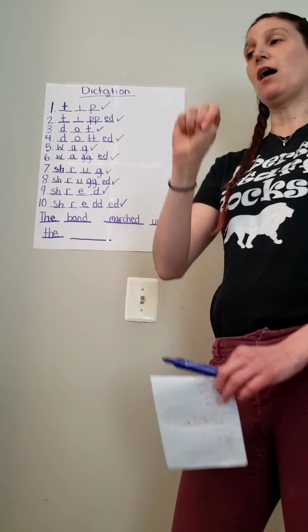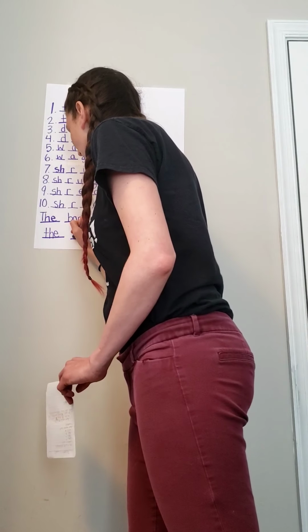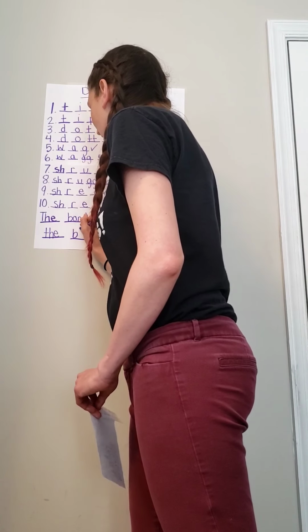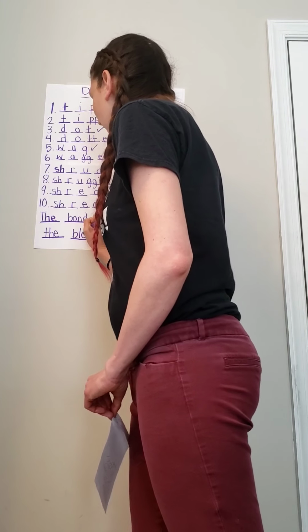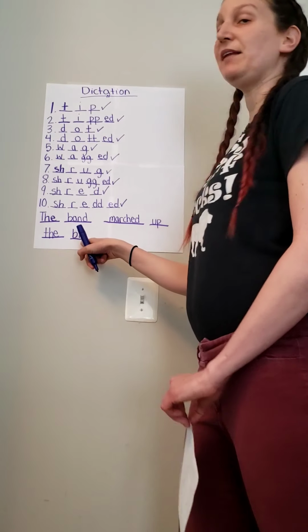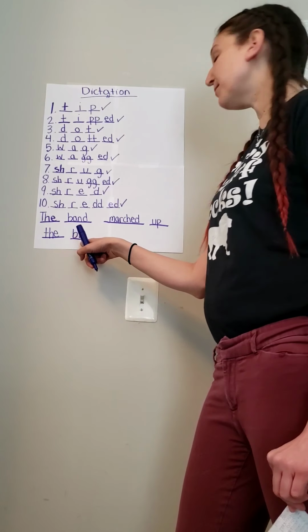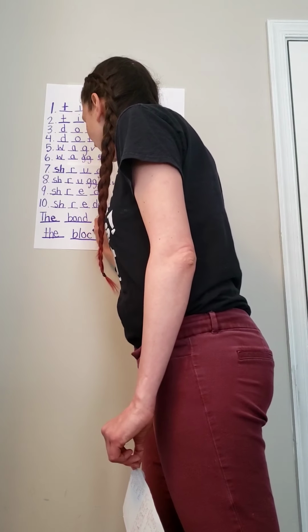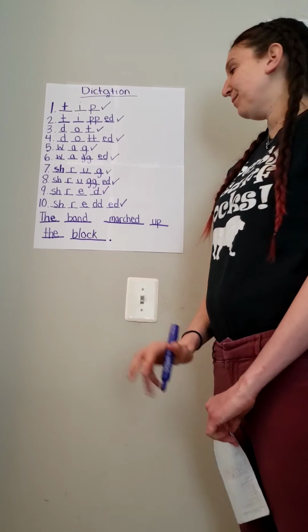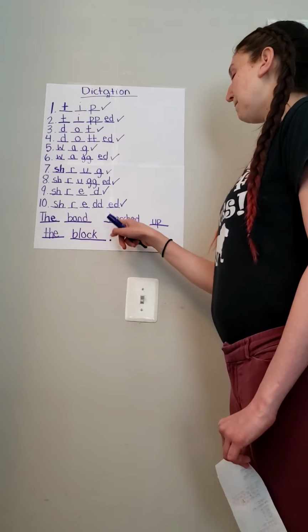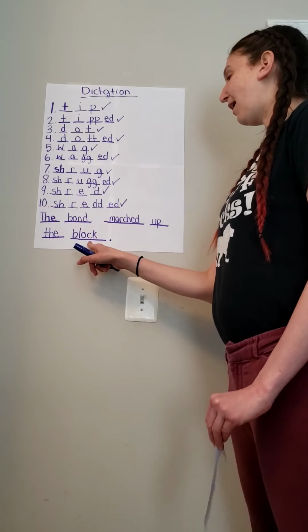Let's tap out block. Block. B-L-O. And since I have a short vowel and the ending is k, I know it's my digraph. C-K. Let's read this sentence together. The band marched up the block.